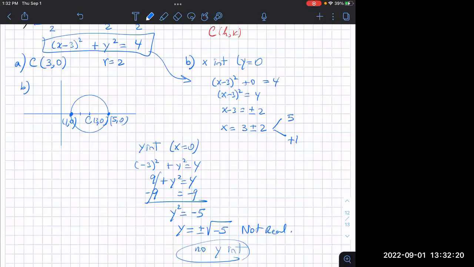Do I have to show work if they don't have y-intercepts? Yes, this is how you show work.